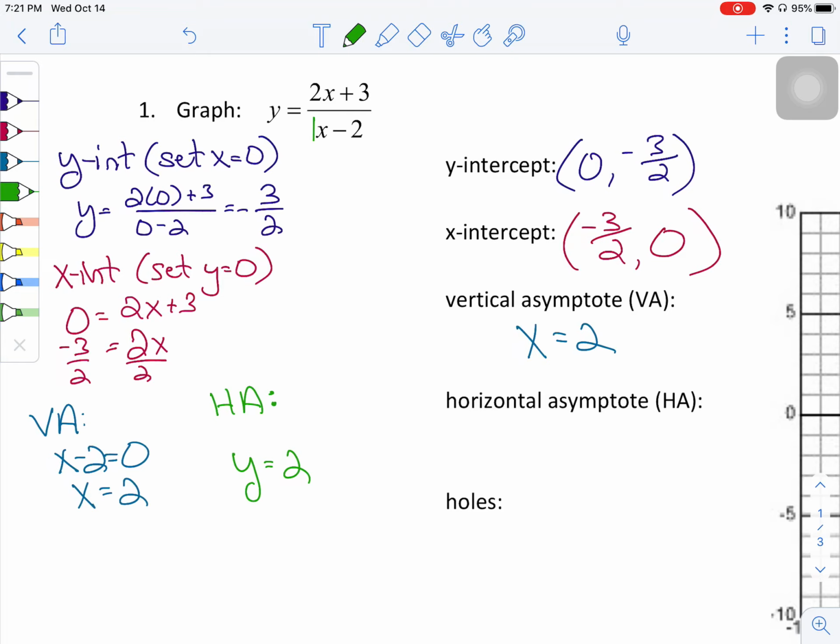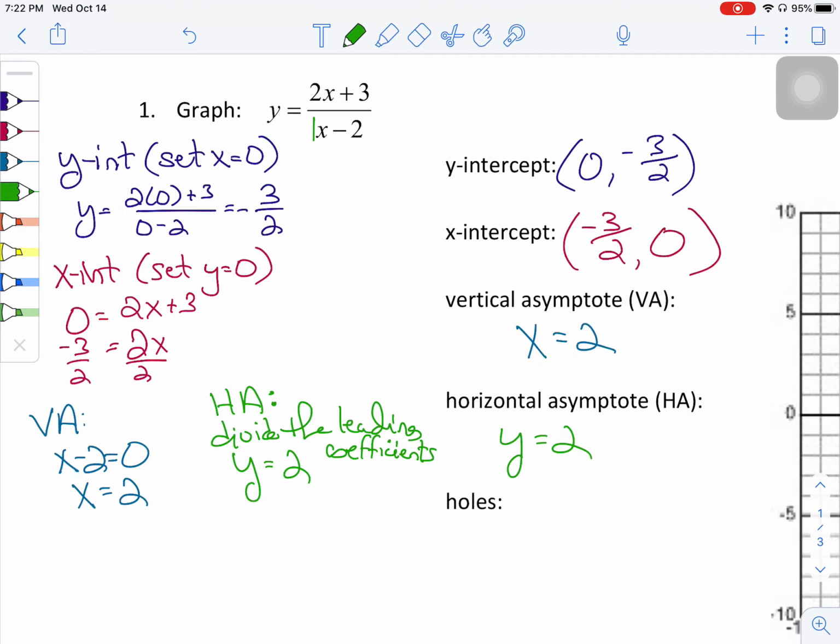All right, so divide the leading coefficients. But again, that's only if the powers, the degrees of the terms, match. So we have x in the numerator, x in the denominator. We'll talk about what happens if they don't match. All right. So y equals 2 is our horizontal asymptote. What's happening with a horizontal asymptote is that's what you approach in the extremes. So when we get to the end behavior of this graph, your graph is going to be approaching 2.